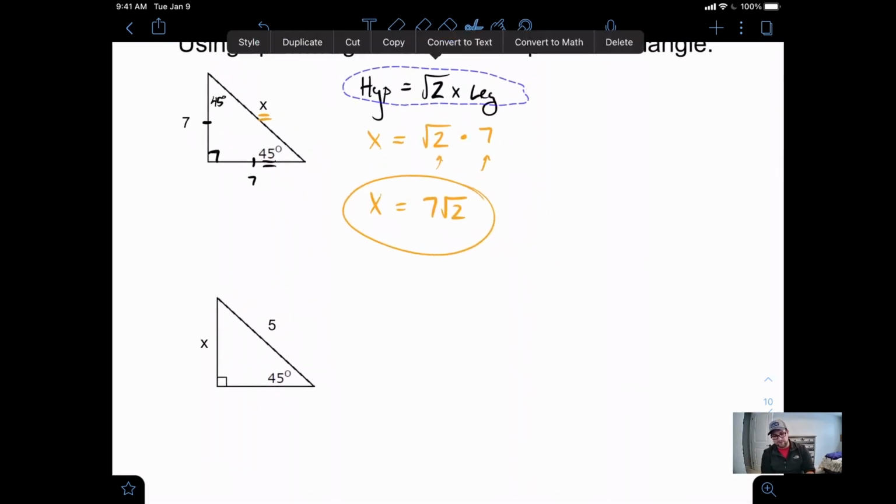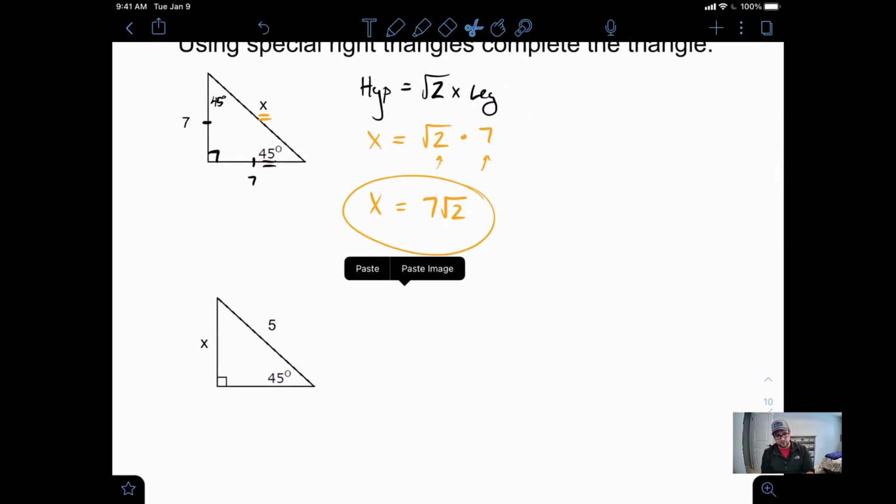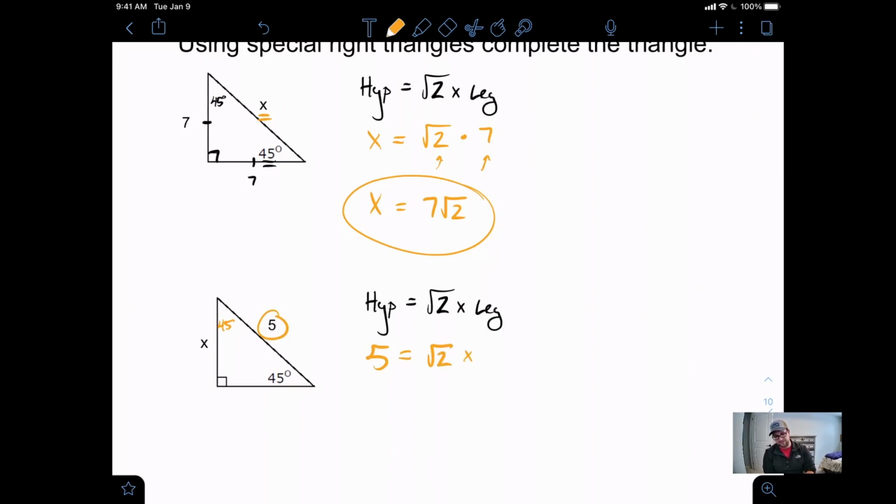Again, we'll have our formula here. Once you know the kind of triangle you are working with, this is a 45, 45, 90 triangle, then you want to grab any formulas that may pertain to that. Now in this situation, I know what the hypotenuse is. The hypotenuse of this is 5. So 5 is equal to the square root of 2 times my leg length.